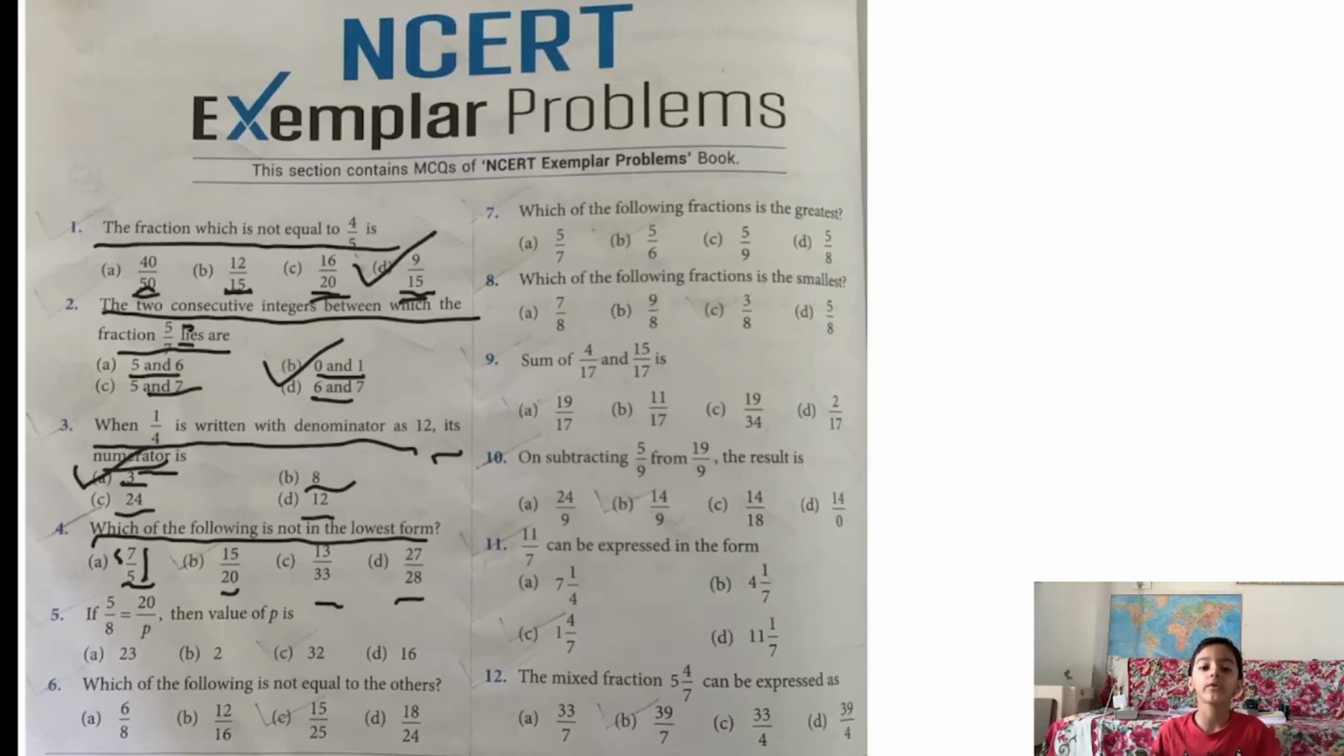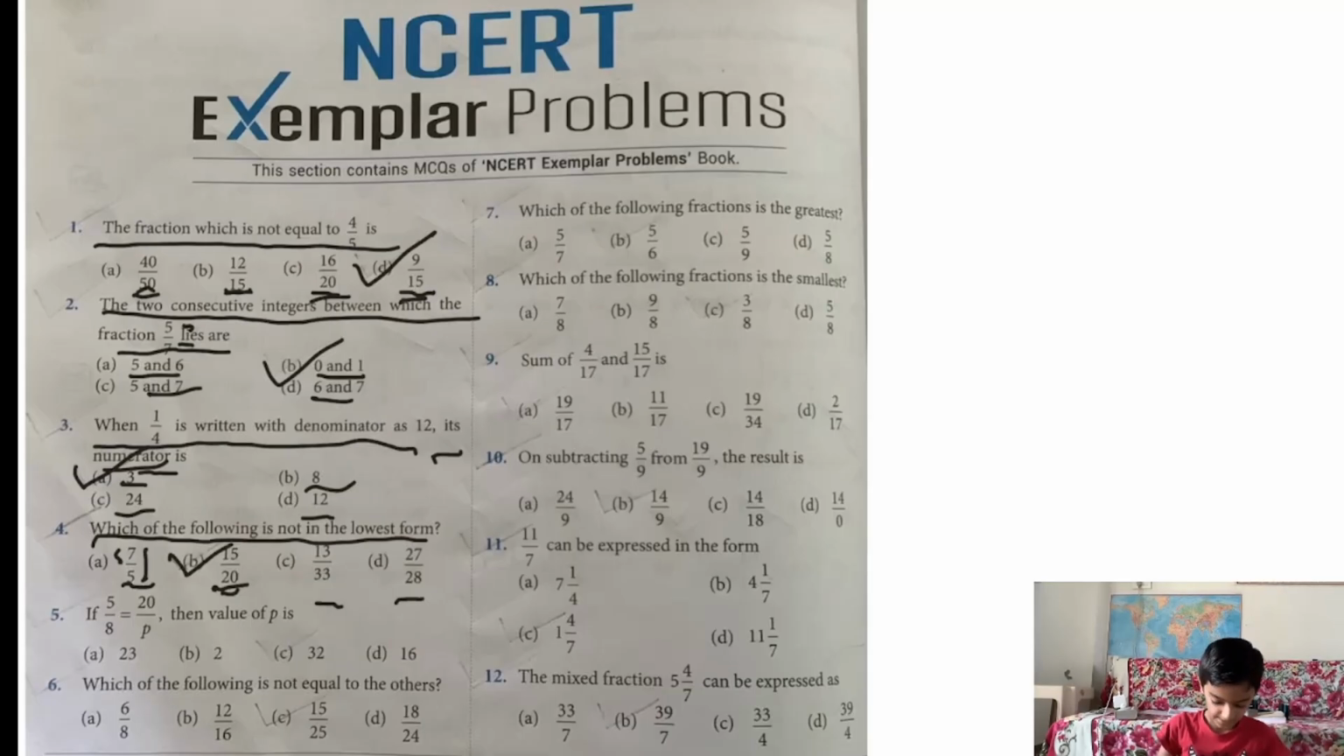Let's jump on to the next option, which is 15 by 20. Here we can simplify 15 by 20 by 5. So 15 by 20 is not in its simplified form. So the correct answer of question 4 is option B, which is 15 by 20.